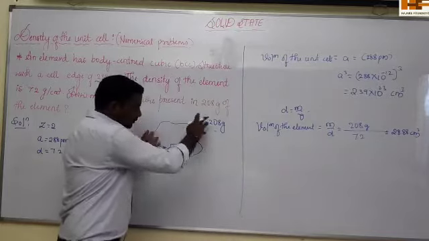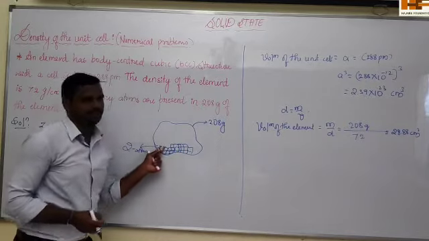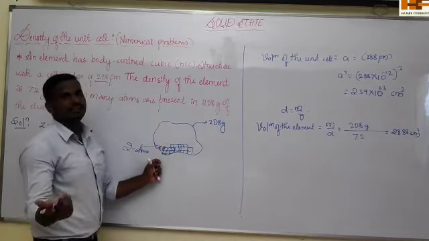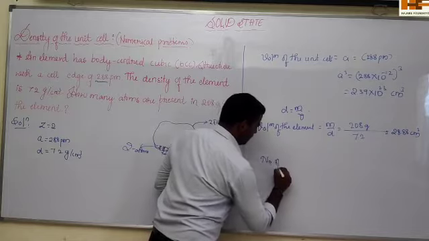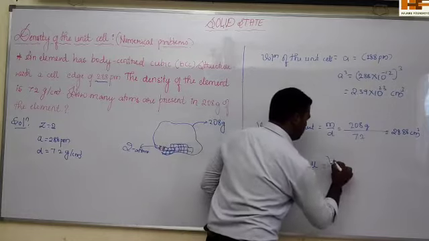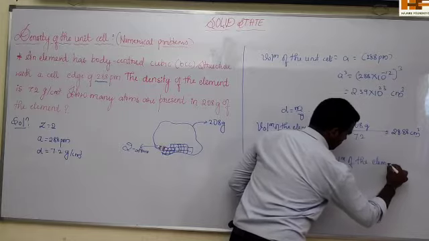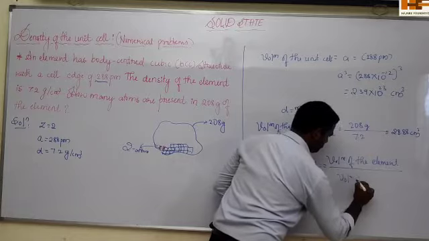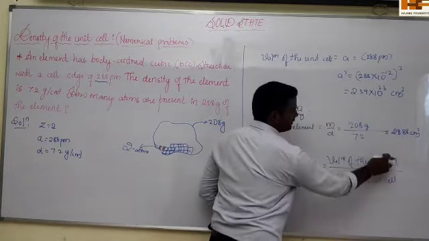I got the volume of the whole element, and I already know the volume of the unit cell. If I divide the whole volume by the unit cell volume, then I will get the number of unit cells. So the number of unit cells is equal to the volume of the element divided by the volume of the unit cell.